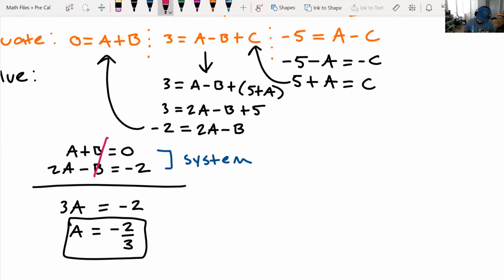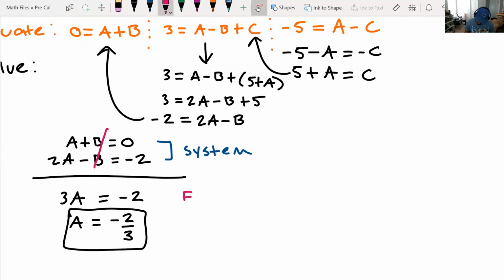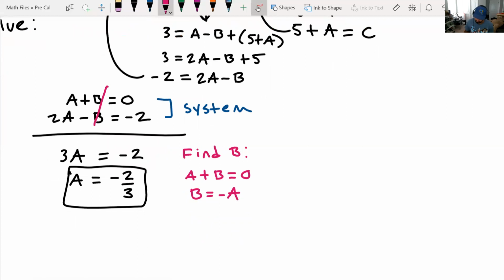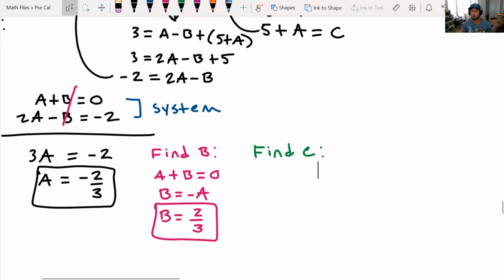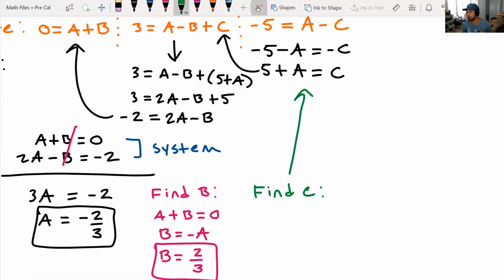To find b, I'll use this equation again: 0 equals a plus b, where b is going to equal -a. And look at that, we know a already. It's to the left. So b is +2/3. And then last is to find c, where, looking right above, we made an equation for c already. That is c equals 5 plus a. Plug in a.